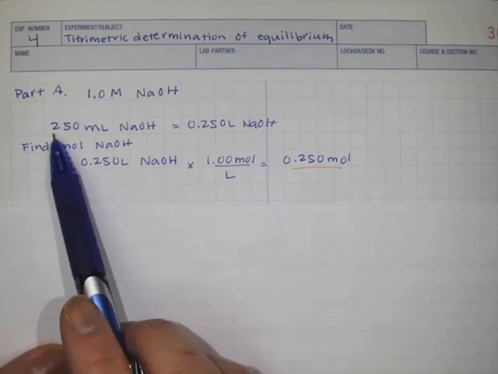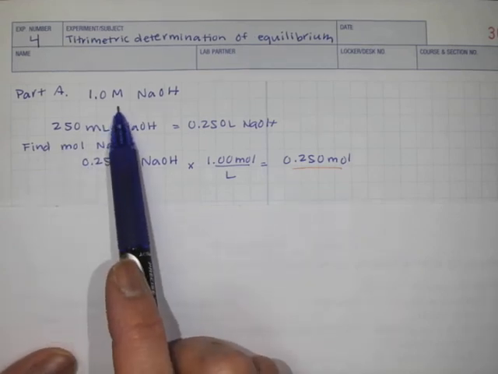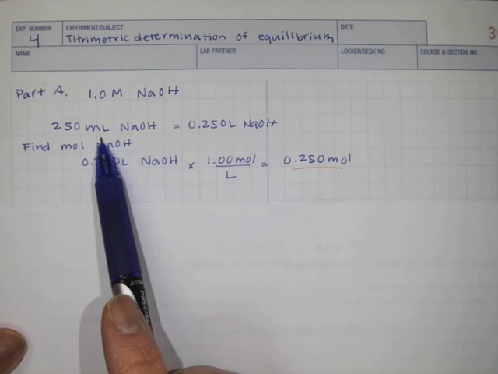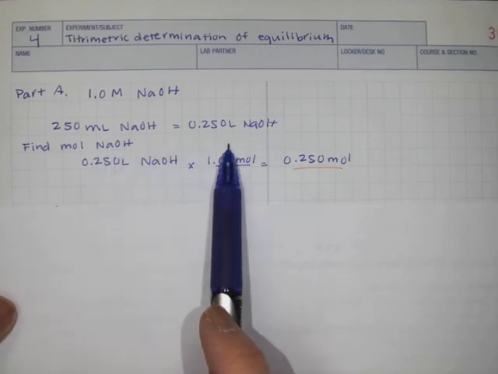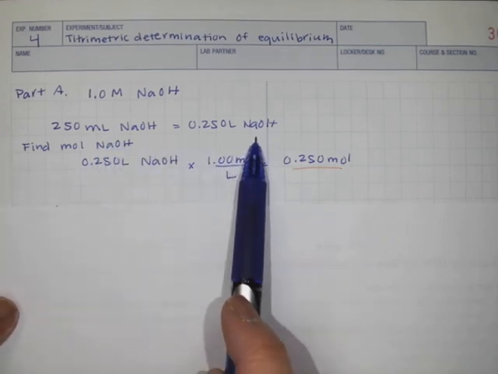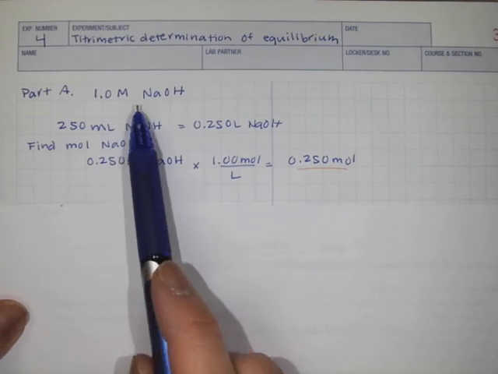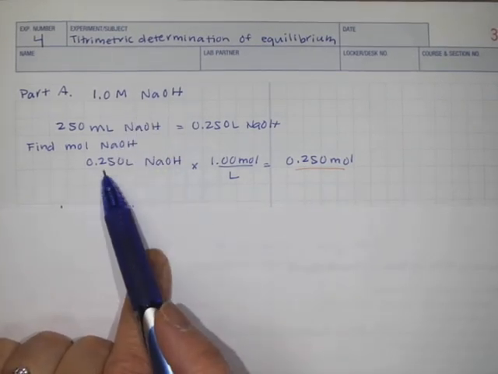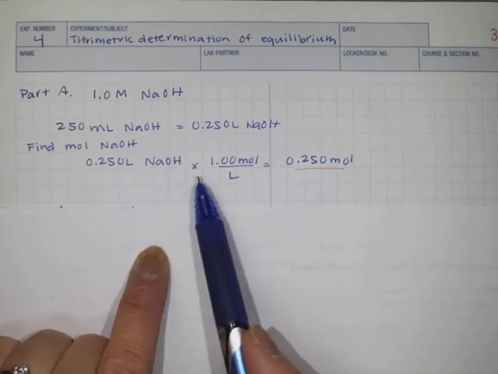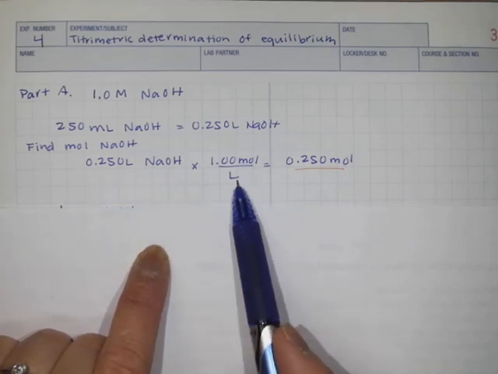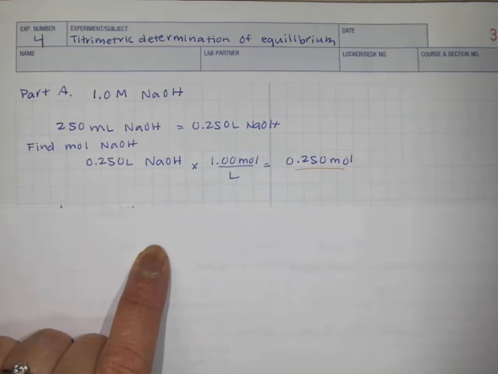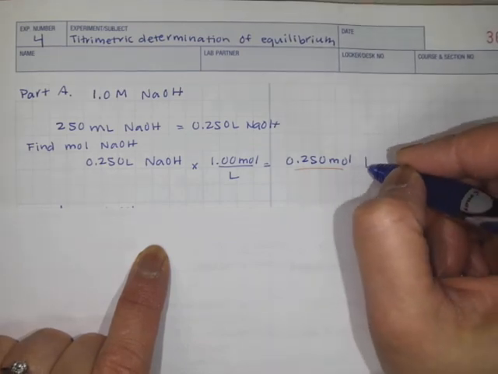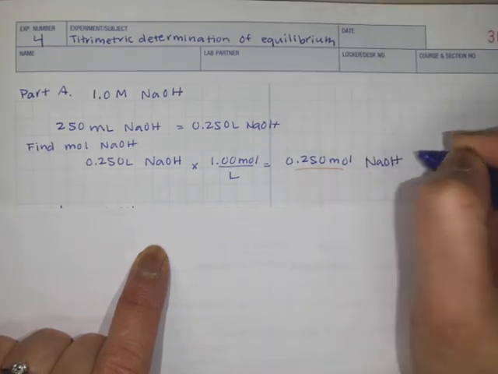If you are asked to make a 1 molar solution of sodium hydroxide, and this is the volume you need to make, which is 0.250 liters of sodium hydroxide at 1 mole per liter. Molarity is moles per liter, so you're making 0.25 liters times the molarity, 1 mole per liter. That's going to equal 0.25 moles of sodium hydroxide that we need to weigh out.